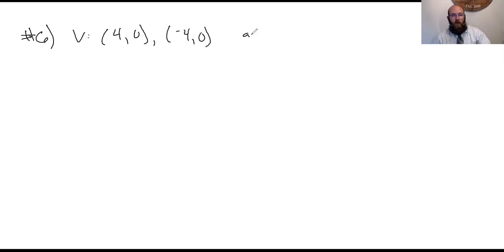We've done ones now where I gave you the foci and a distance. We've done one where I just gave you the equation and you had to come up with all the other stuff. Now, this is going to be number 6. Let's say that our vertices are 4, 0, and -4, 0. And we're given an asymptote. And it is y equals plus or minus 3 over 2 times x.